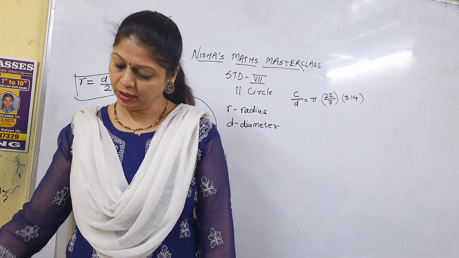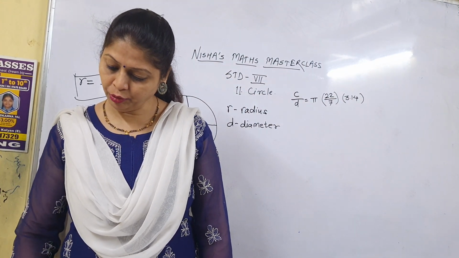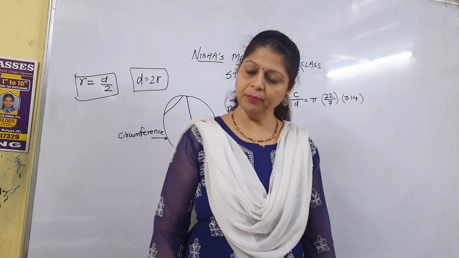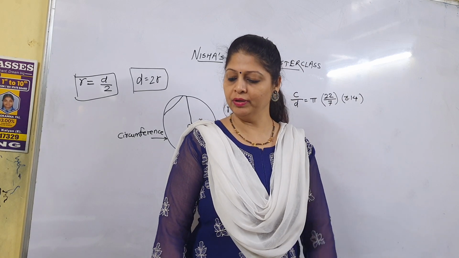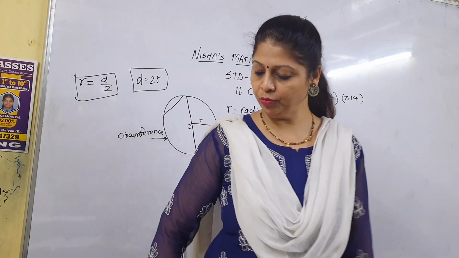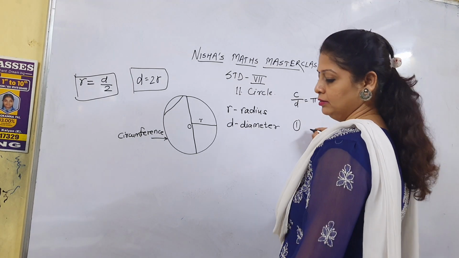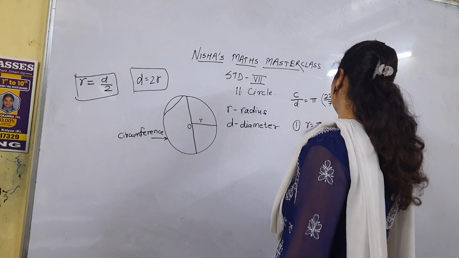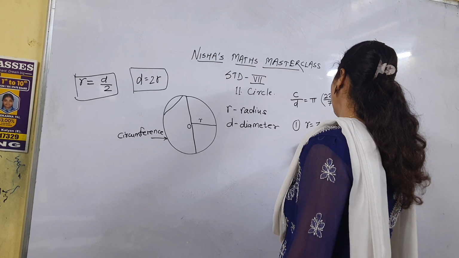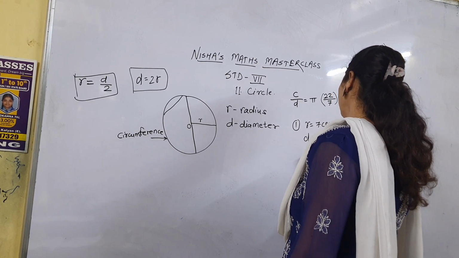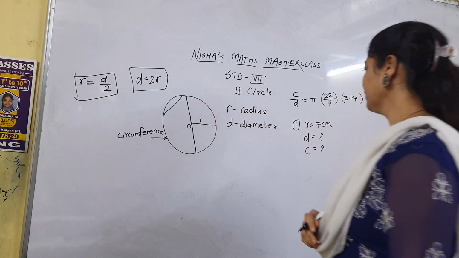Understood everyone? Now in practice set 42, complete the table below, and 4 questions are there. In the first one, they gave radius. Radius is equal to 7 centimeter. We have to find out diameter and circumference.